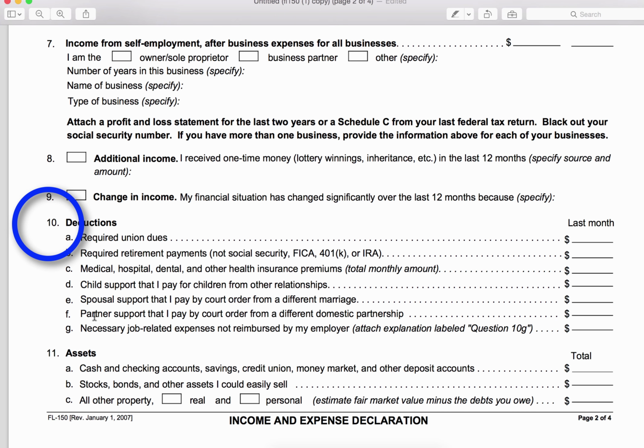Item 10 covers deductions like required union dues, payment of insurance premium, and payment of support for previous relationships or children. For each item that applies to you, fill in the amount you pay each month. If an item doesn't apply to you, leave it blank.